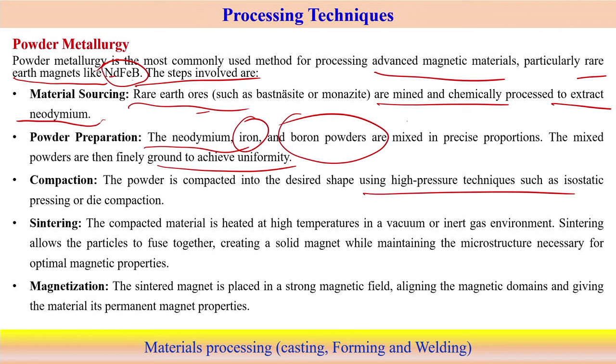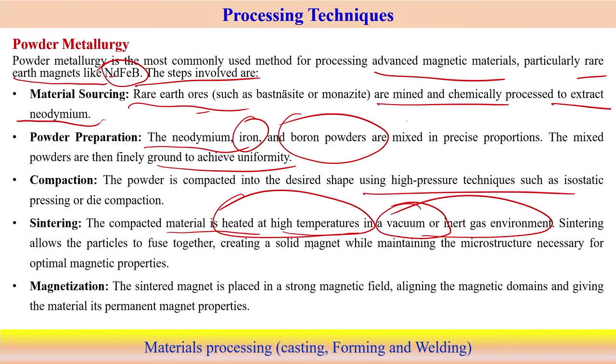Once compaction is done, then you go for the sintering operation. Here, after compaction, the material is basically heated to a certain temperature, depending upon the types of materials we are using. This is at a high temperature, usually in vacuum or in an inert gas environment. In the sintering operation, the compacted material is heated to a specific temperature such that sintering allows bonding of the particles, which fuse together and create one solid magnet, while maintaining the microstructure necessary for optimal magnetic properties.